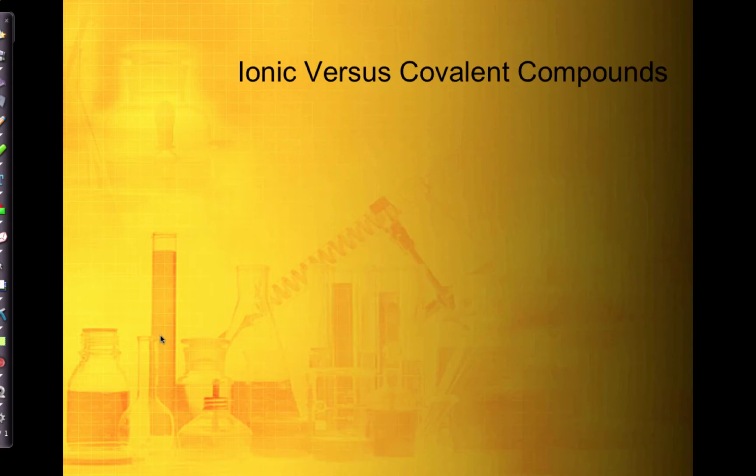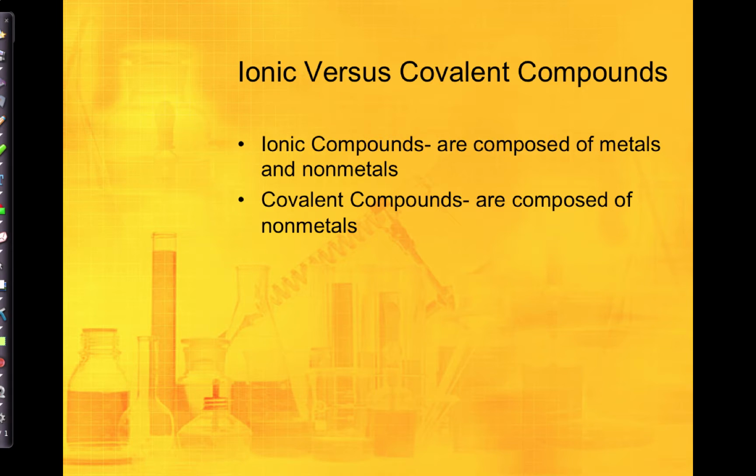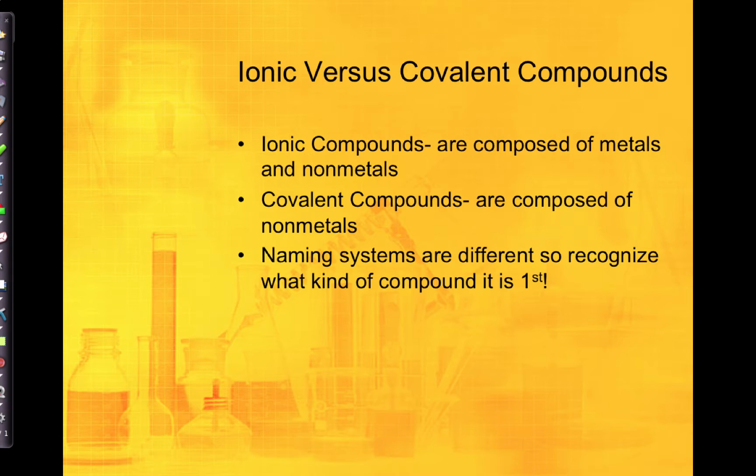Now, if you have a covalent compound, you're going to have two or more nonmetals. So everything should be on the far right hand of the periodic table, may include hydrogen too. But it's all nonmetals. The naming systems are different and also the way you write the compounds are different. So you have to be able to recognize what type of formula it is.